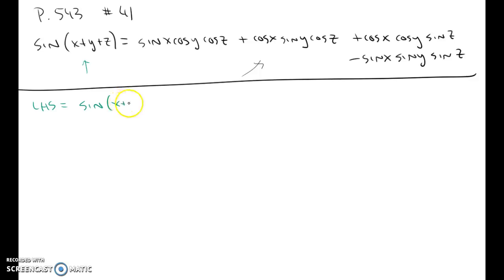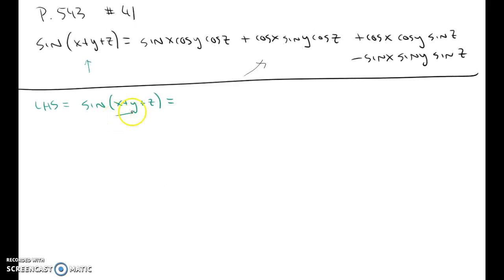sine of x plus y plus z. So basically, we're just going to have to do a repeated application of the angle sum formula. So let's group together these two. So the sine of x plus y plus z. This is sine x plus y, cosine z, same sign, cosine x plus y, sine z.